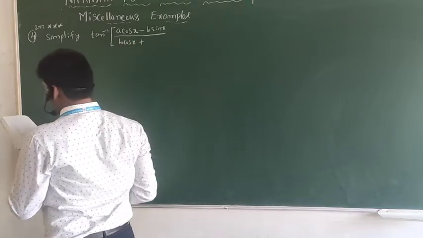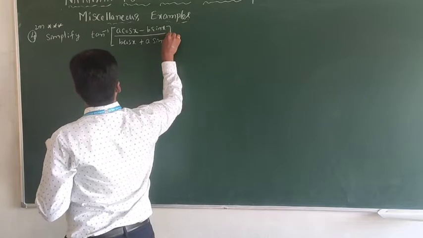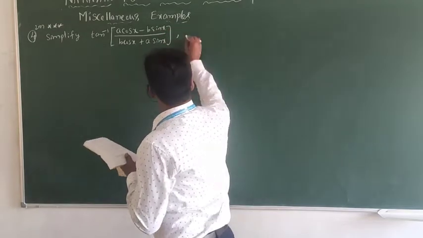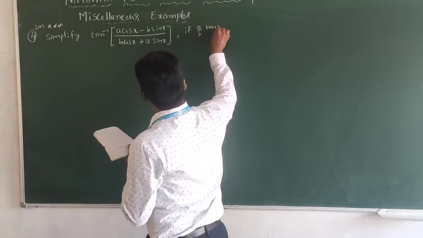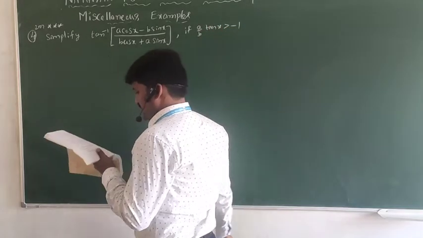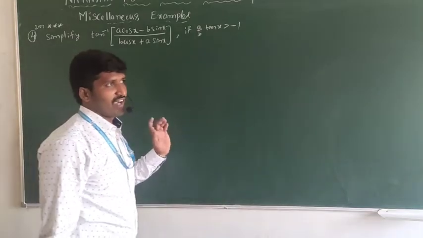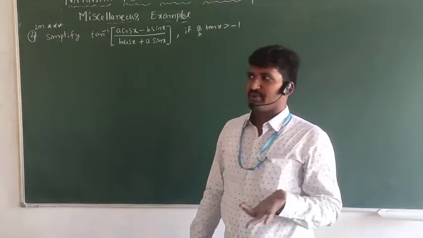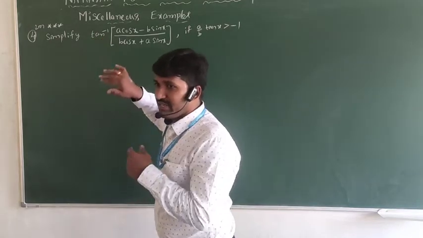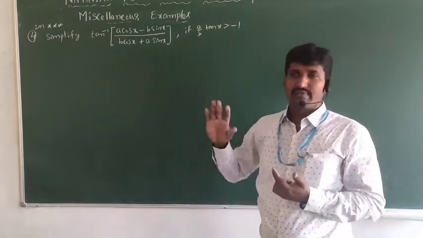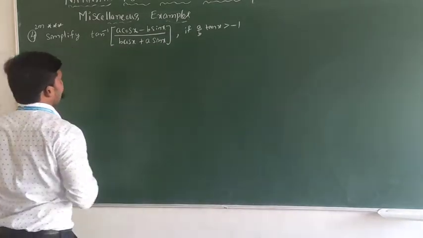b cos x plus a sin x, comma, if a by b tan x greater than minus 1. They are asking to simplify, which means we need to get the simplified value. When you get the simplified value, the outer function is tan inverse. If you convert the inner function in terms of tan, then that gets cancelled. You will get the simplified value.